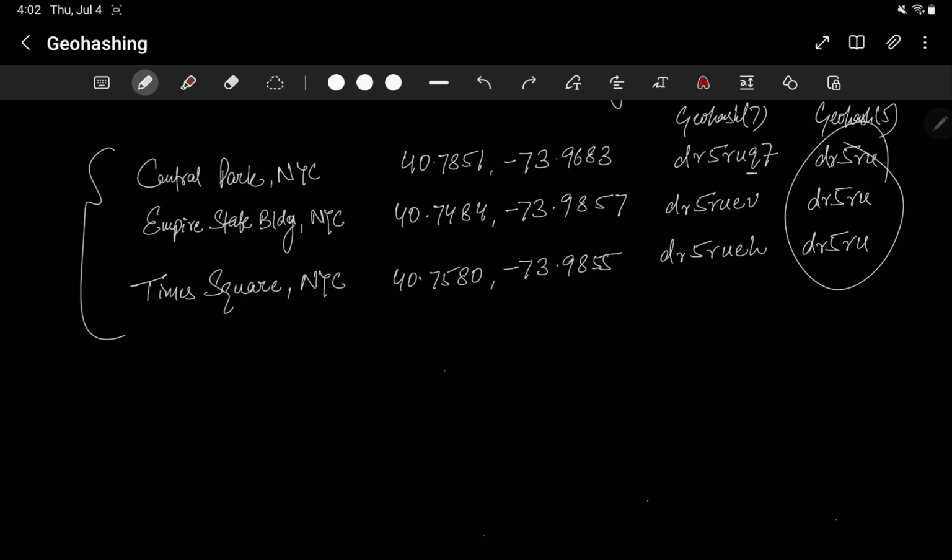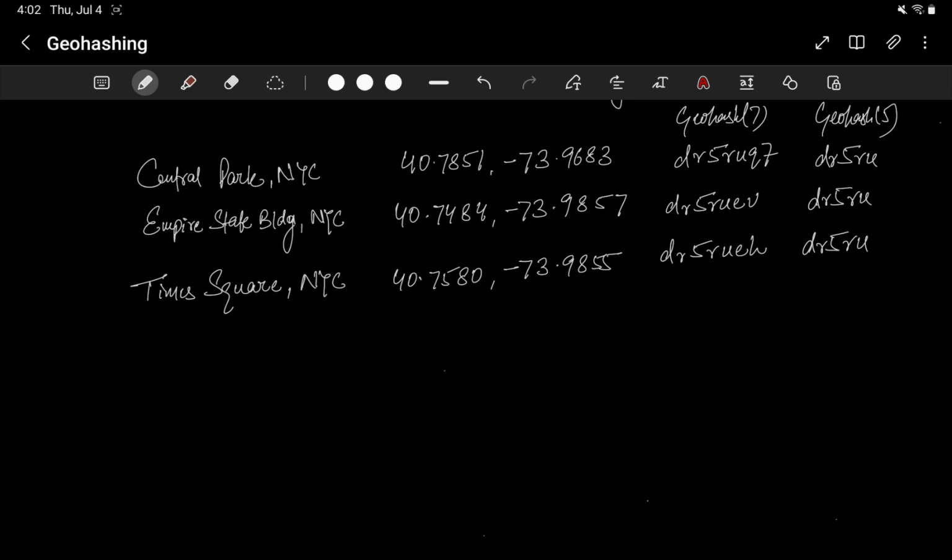Okay, but from geohash 5, we get to know that they are not very far from each other, because they have the same coordinates, at least for the 5 characters. And from here we know that Central Park may be in a different area than the Empire State Building and Times Square, right? Okay, great.